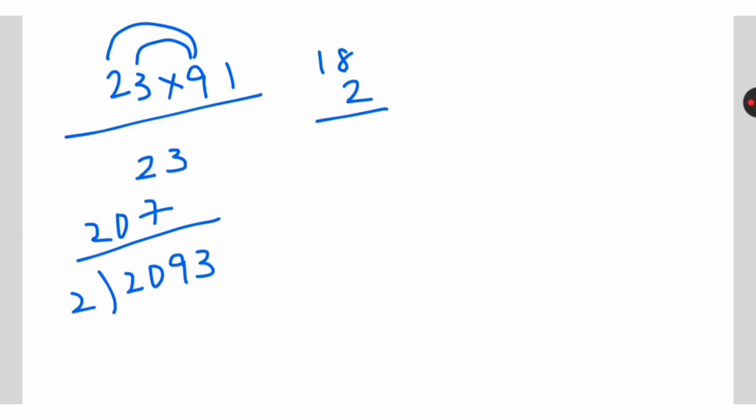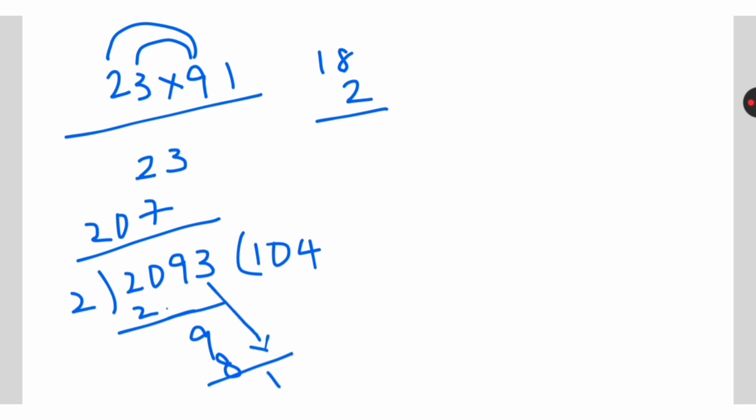So you have to do division by 2. 2 1s are 2, and again we have a 0. Then bring down this 9. 2 4s are 8. Bring down this 3. 2 6s are 12. Still we have a 1. So when you do division, 2093 divided by 2, what are we going to get?